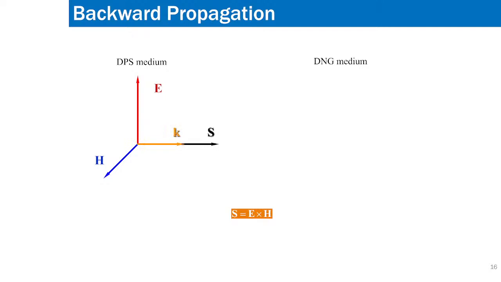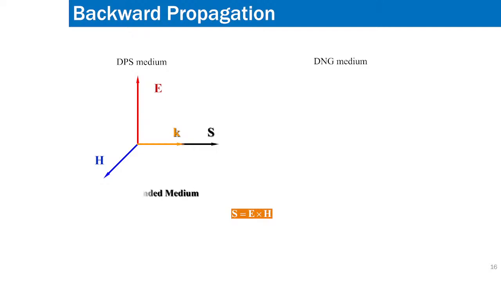K is along S in the DPS medium. So E, H and K form a right-handed triad. Therefore the medium is called a right-handed medium, DPS medium or right-handed medium, because E, H and K follow the right-handed rule. K is along S and K is perpendicular both to E and H, following a right-handed rule. Its direction is determined in this manner.